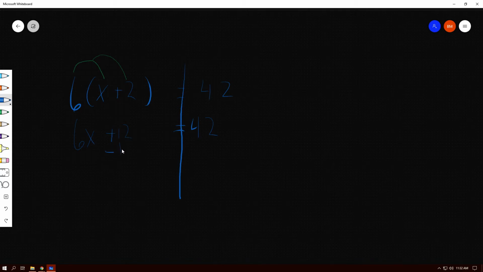So we have a plus 12, so I'm going to subtract 12 from both sides. That cancels there. Now I have 6x equals 30.